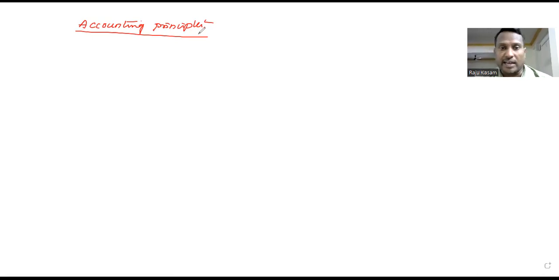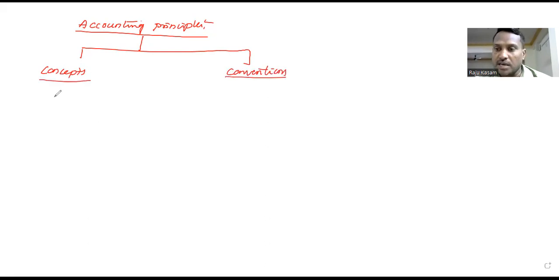Actually, accounting principles are divided into two types: concepts and conventions. These basic principles have to be followed while transactions are recorded in the books of accounts of the business. So what are the concepts and what are the conventions?